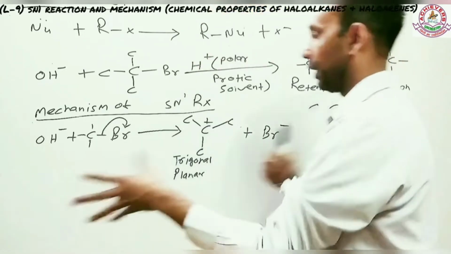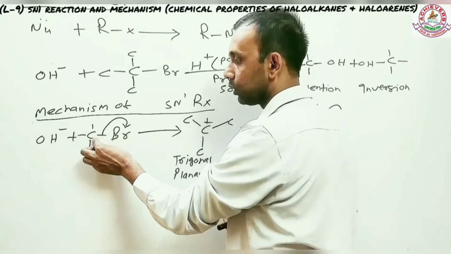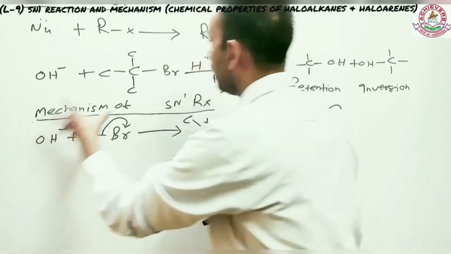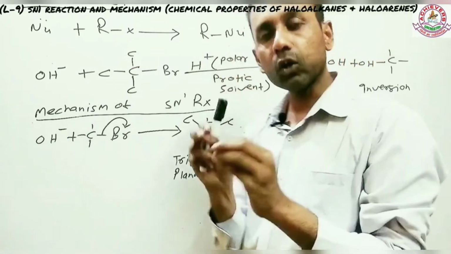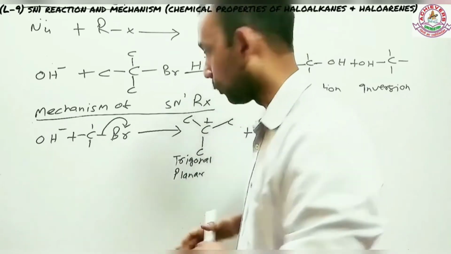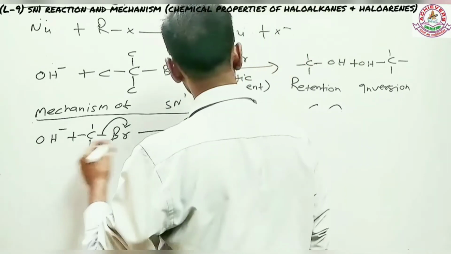Let me repeat the whole thing. I was asking where the energy comes from that is required to break the bond between carbon and bromine. The answer is, when the nucleophile interacts with the polar protic solvent, a certain amount of energy is released, and that energy is utilized to break the bond between carbon and bromine. So this is the first step where the carbocation is formed. But what I'm going to do right now is write that.